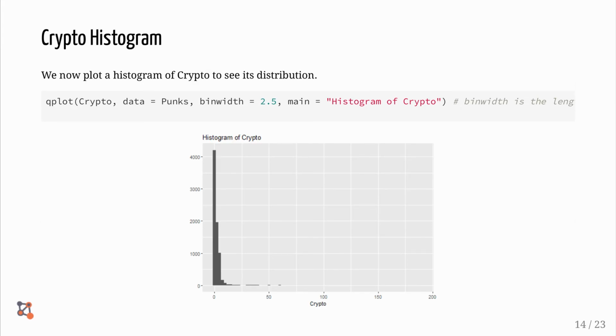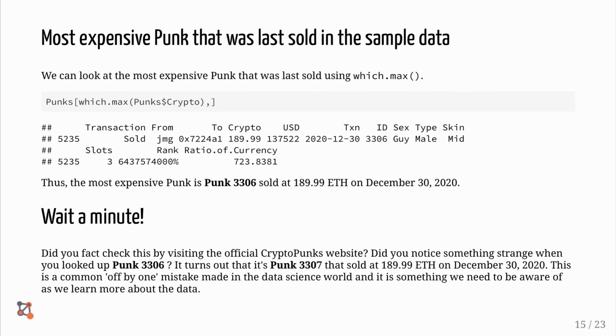Now let's try plotting a crypto histogram. Using the qplot command, we need crypto, data, the bin width, and the title of the histogram. The results are shown here. We can look at the most expensive punk that was last sold using the which.max command.